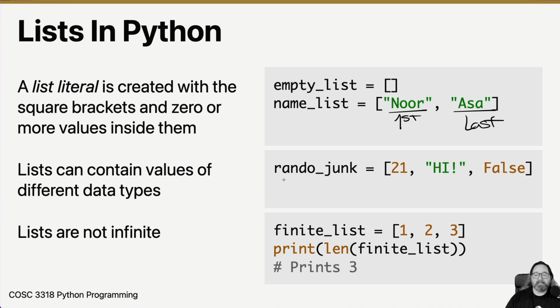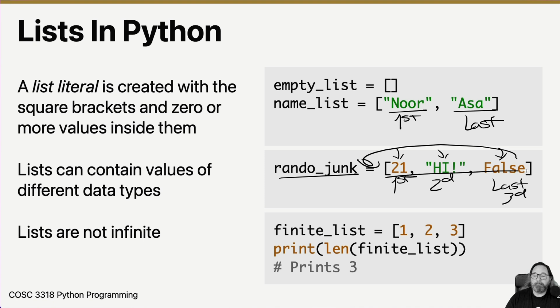Here I've got a list that has multiple values in it, and they're all different data types. Here's an integer, here's a string, here's a Boolean. This is the first item in the list, this is the last item in the list, this is the second item, this is the third item, and they're in order. It's not like False is going to jump to the front of the queue really quick or anything like that. So a list keeps things in order: first, second, third, fourth, etc.